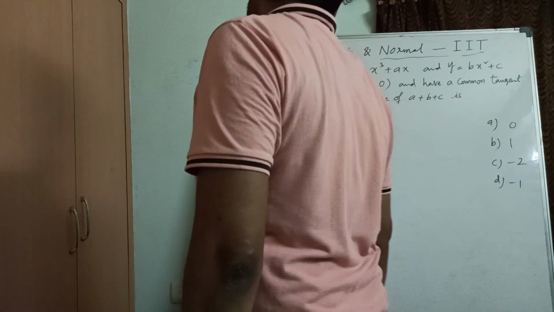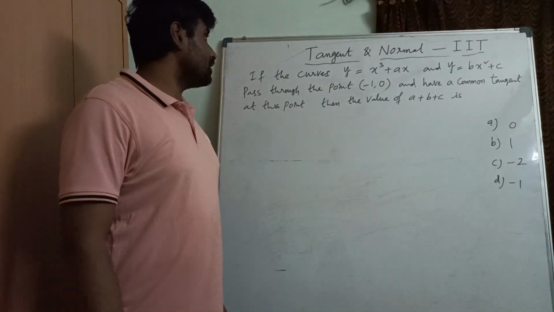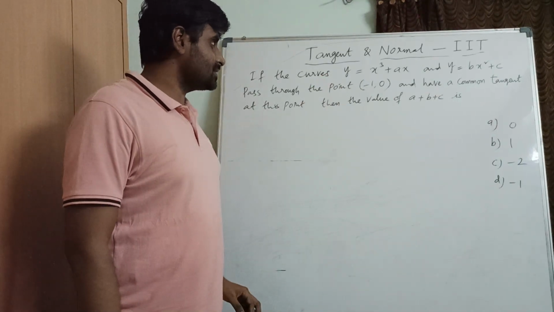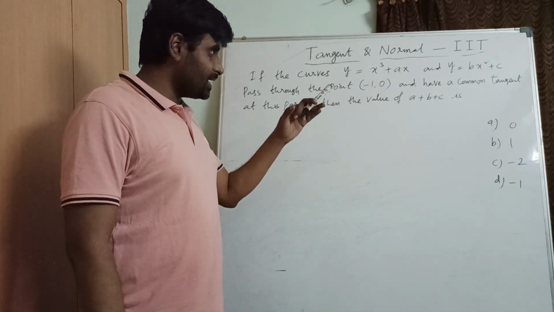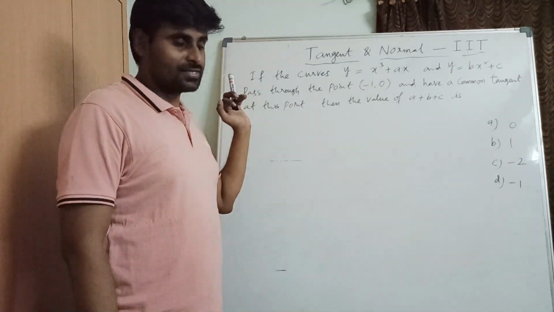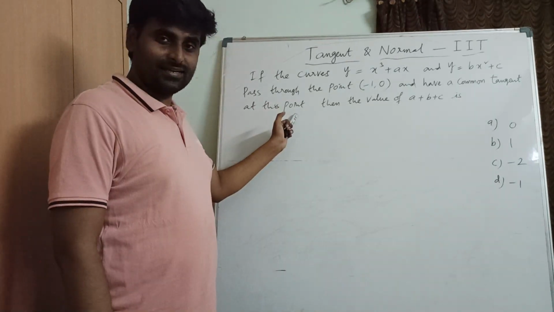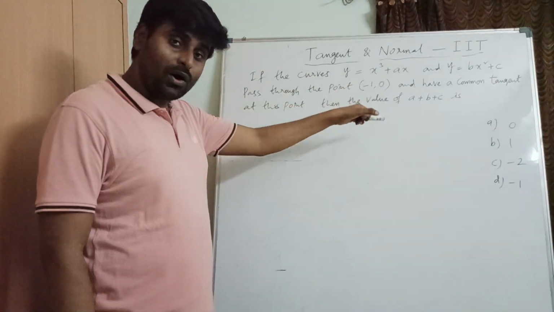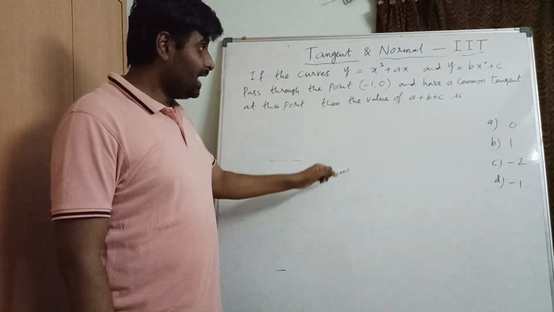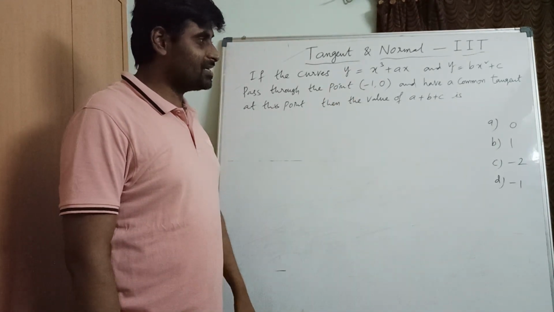Now, let us solve this question. If the curves y equals x cube plus ax and y equals bx square plus c pass through the point minus 1 comma 0 and have a common tangent at this point. So both the curves are having a common tangent at that point minus 1 comma 0, and find the value of a plus b plus c.